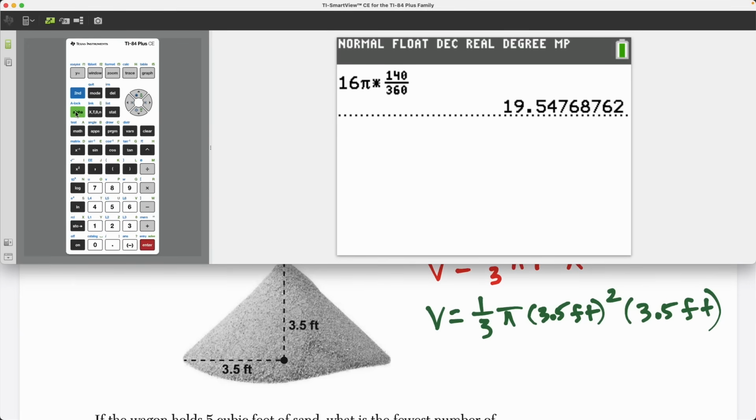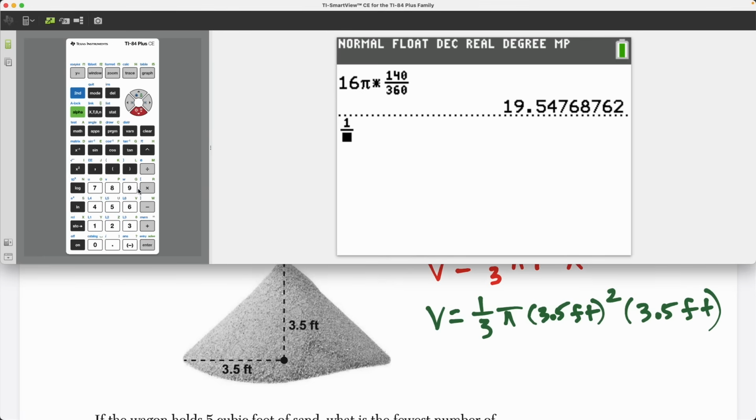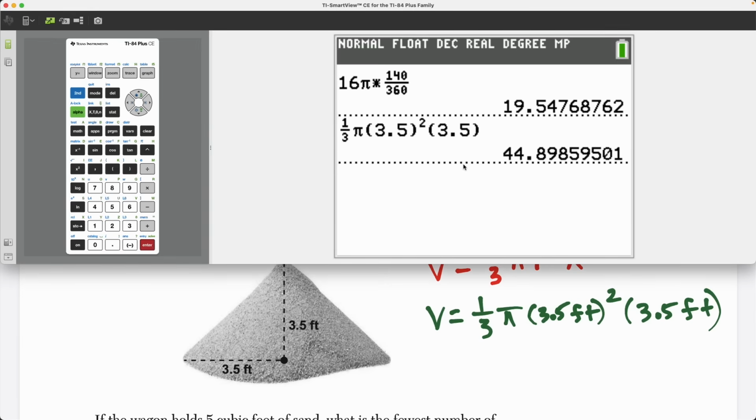So let's type this in. We have 1/3. I'll do alpha y equals enter. So we have 1/3. Hit the right arrow to get out of the fraction, times pi. So I have second, and then I hit the up arrow here. And then I'm going to multiply by, so I have parentheses, 3.5 squared. And then I'm multiplying again by 3.5. And then this is going to give us the volume of sand in cubic feet.